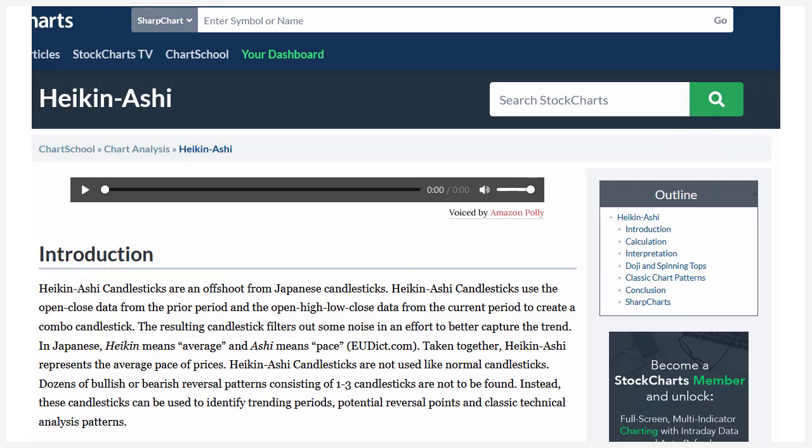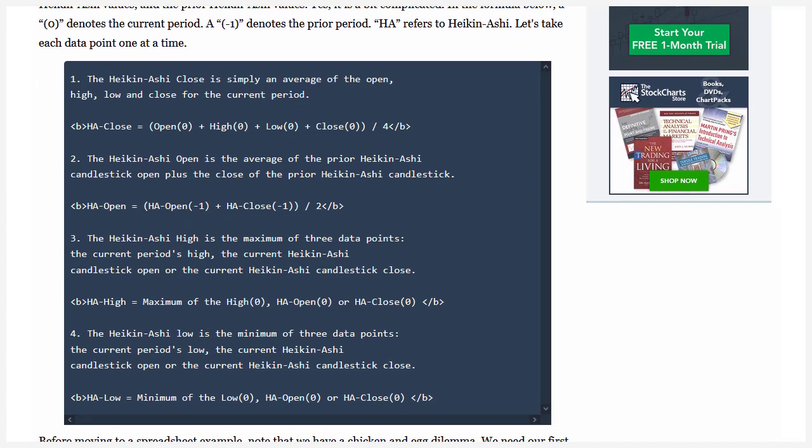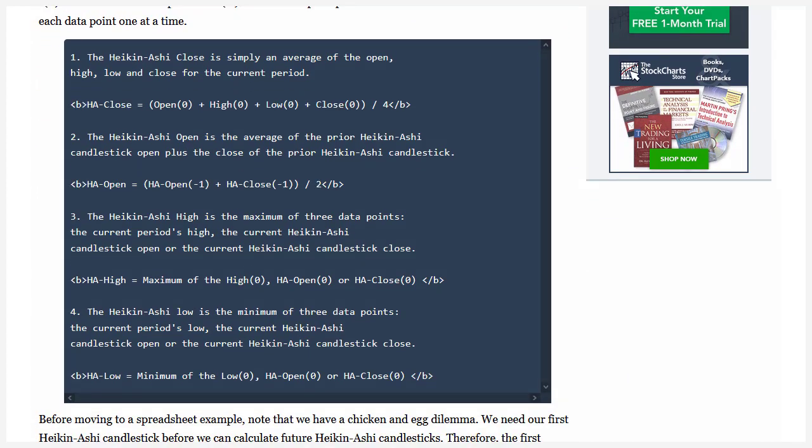And so we look here, we can see how it's calculated. Heikin-Ashi means average in Japanese. So you've got a close, and it's the average price for the current day, so the average of the open, high, low, and close. And then the open is the average between the open and close of the previous day, so it's the open plus the close of the previous day divided by 2. And then you can see the Heikin-Ashi high is the maximum of the high, open, or close of the current day, which is basically the high.